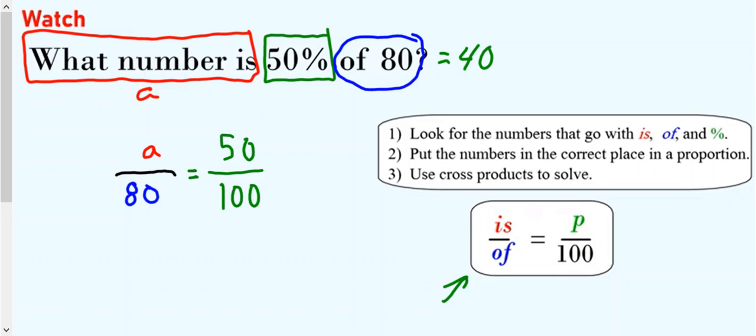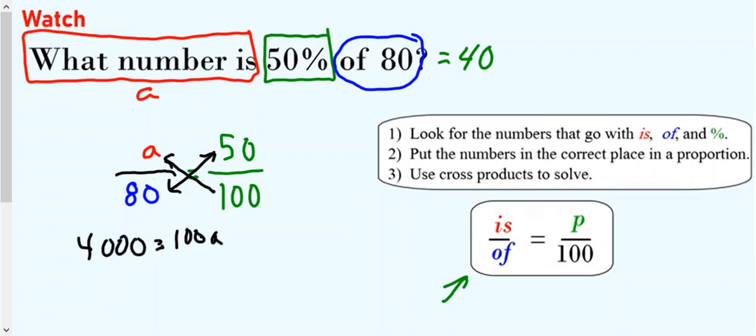our proportion set up. A over 80 equals 50 over 100. And now we're going to use cross products to solve this problem. So when we cross multiply 50 times 80, 5 times 8 is 40, and then there's 2 zeros, so that's going to be 4,000 equals 100 times a, so that will be 100a.